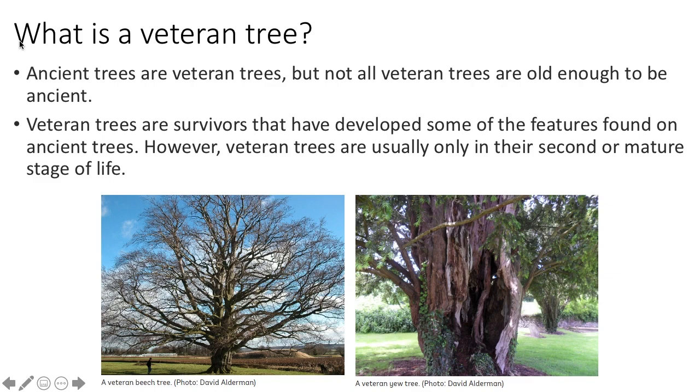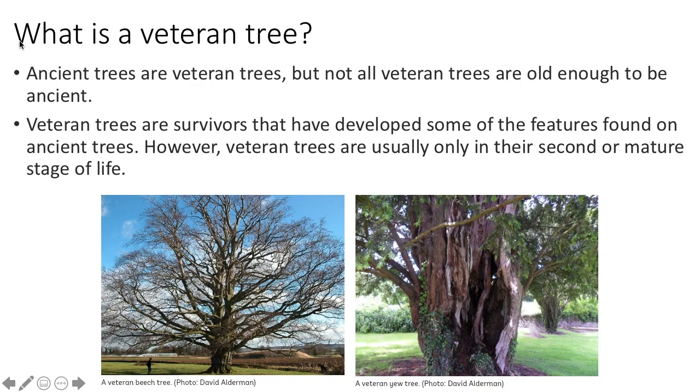You also have veteran trees. So ancient trees are veteran trees, but not all veteran trees are old enough to be ancient. Veteran trees are survivors that have developed some of the features found on ancient trees. However, veteran trees are usually only in their second or mature stage of life. So you might see signs of decay, maybe fungi or deadwood, and those are the kind of features that may start to appear in the mature stage.